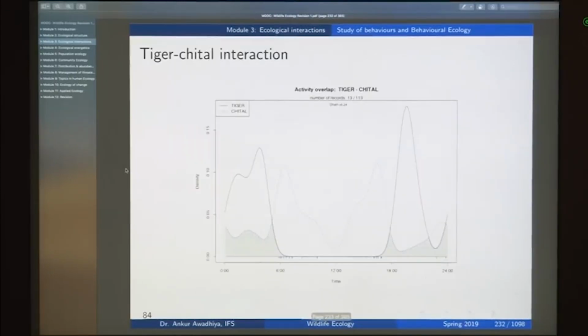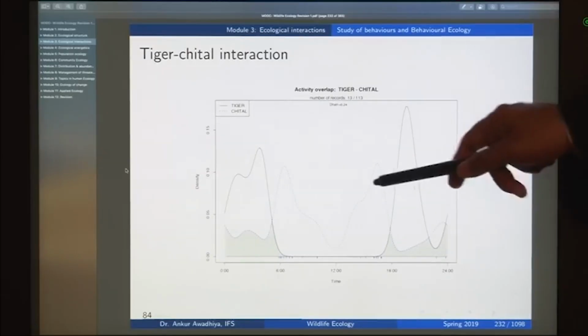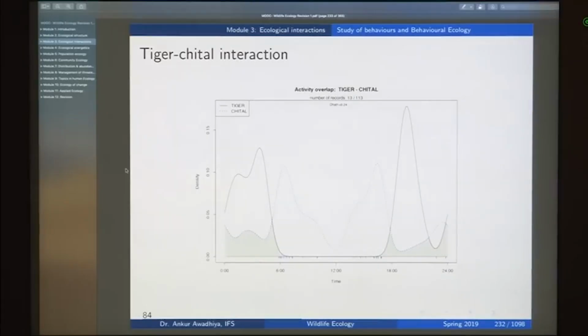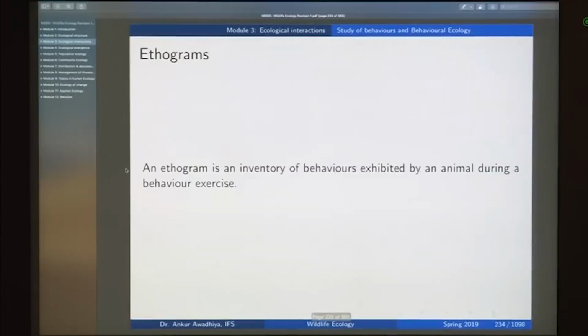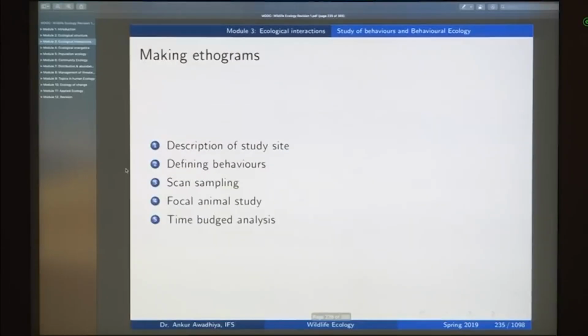We can have a look at the activity patterns. So, in the case of carnivores and herbivores, their activity patterns will not match very well, whereas in the case of organisms that are closely related, such as two carnivores, their activity patterns will match very well. Then we looked at ethograms, which is an inventory of behaviors that are exhibited by an animal during a behavioral exercise. In the case of ethograms, we begin with a description of the site, define the behaviors, do scan sampling and focal animal study, and then do a time budget analysis.